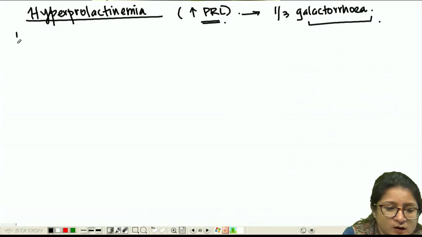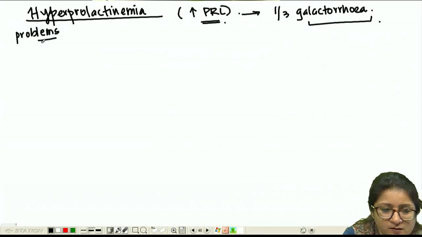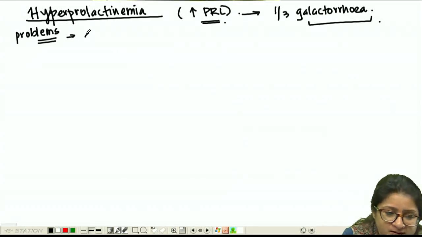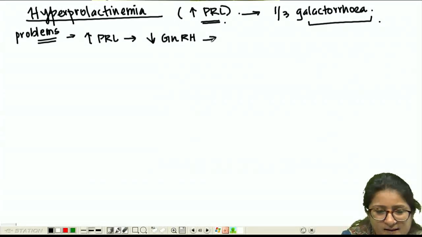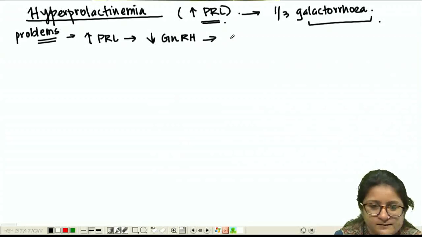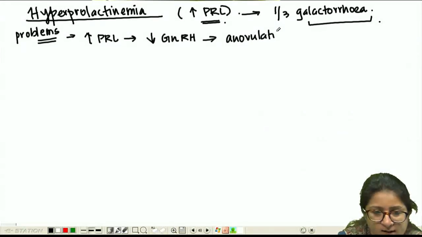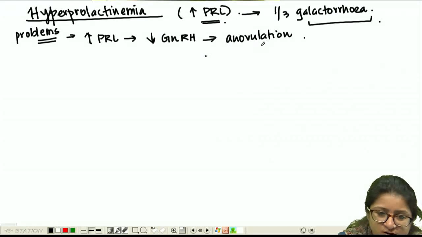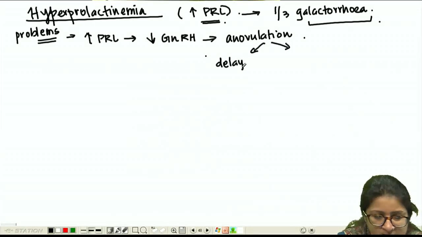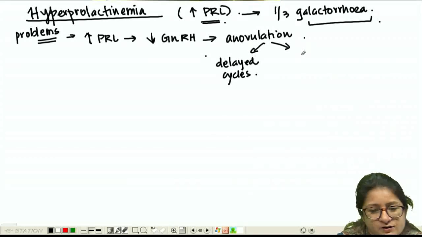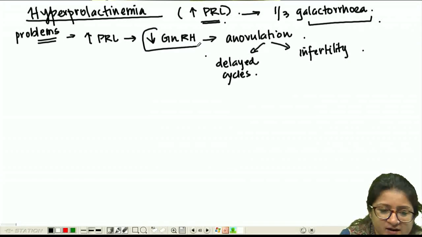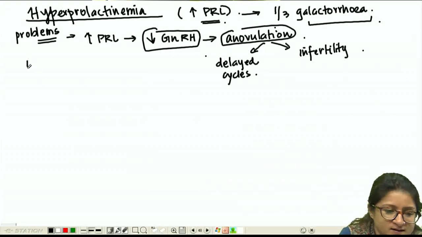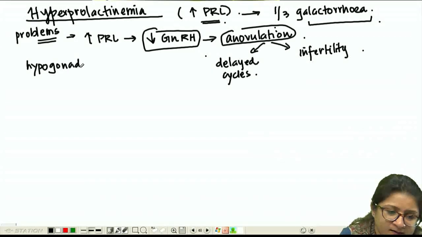Now, the other important aspect is what are the problems with hyperprolactinemia. Increased prolactin causes decreased GnRH, and that leads to anovulation, right? And then this anovulation leads to delayed cycles, and it leads to infertility, right? So this decreased GnRH is leading to anovulation. It causes hypogonadotropic hypogonadism.